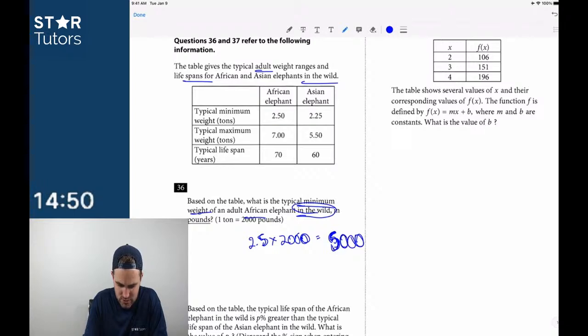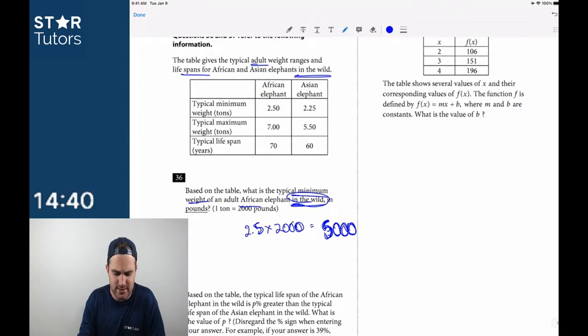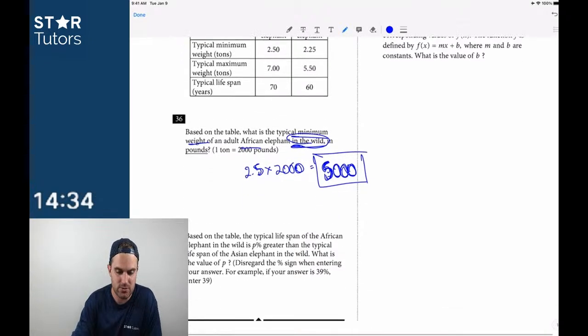Right? I think that's right. That one seems too easy, but I did everything I was supposed to. I looked for in the wild. I was making sure that there was no speculation about what was in the wild. So I think it's just 5,000. That one should be pretty straightforward. But I did all the things that I needed to do, so I think that's right.